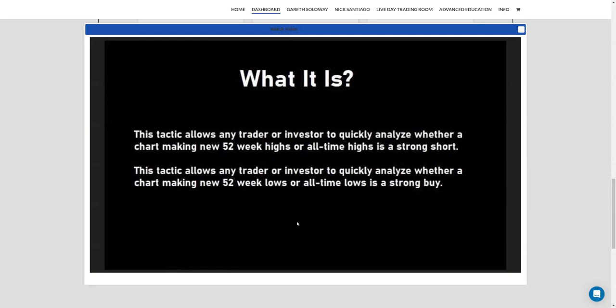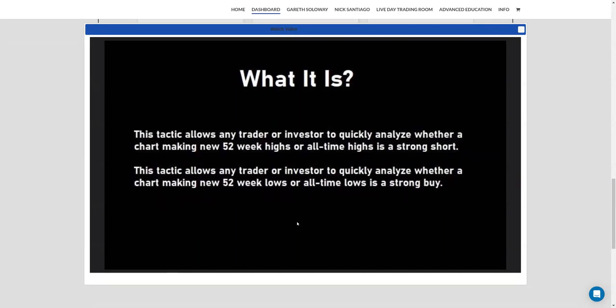So what is this tactic? This tactic allows any trader or investor to quickly analyze whether a chart making new 52-week highs or all-time highs is a strong short. So if a chart is going vertical, how many charts do we see, especially these days, that are just up and away, hitting new 52-week highs almost daily, and you want to know whether or not it's a good shorting opportunity. This tactic will tell you that. The same thing on the reverse.